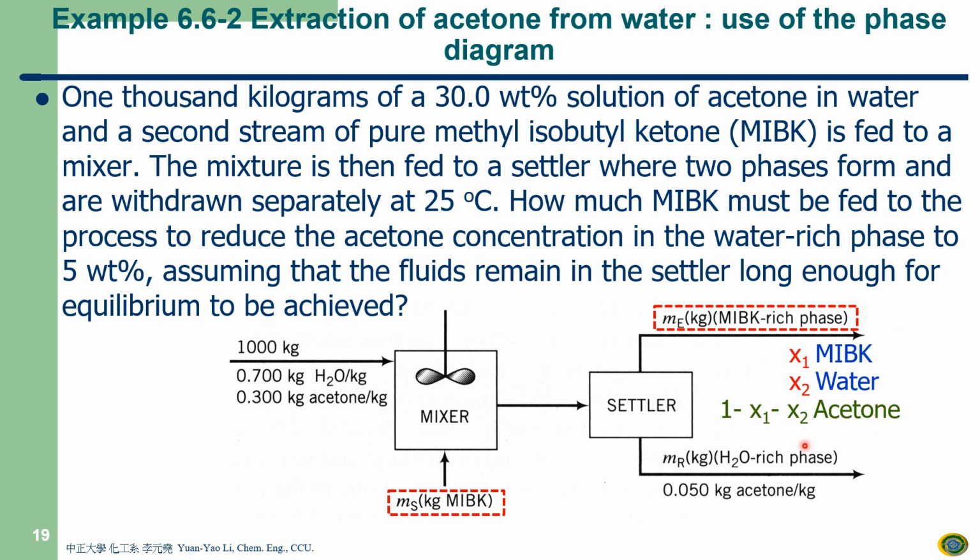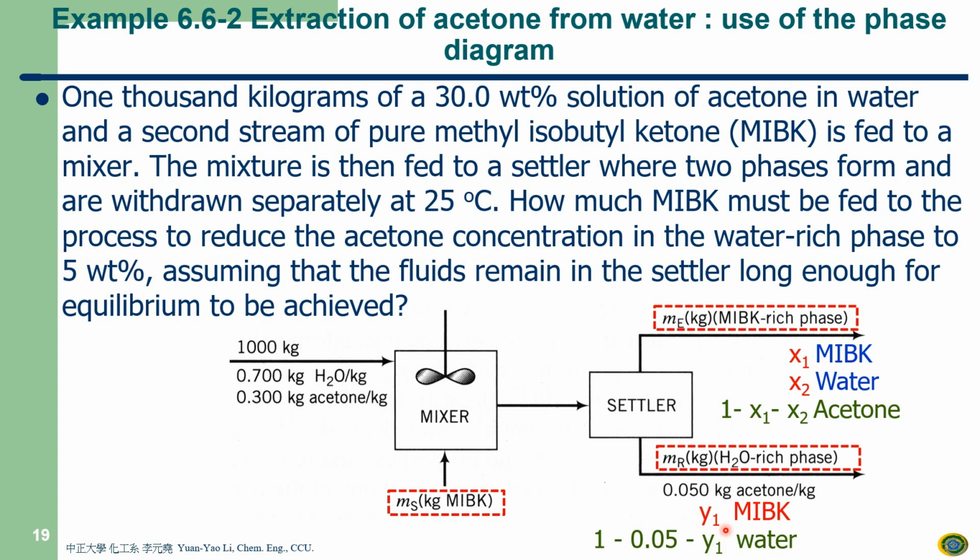Okay, so you completed this stream already. How about this stream? There are two more pieces of information required, right? This one is the mole fraction and the mass fraction of MIBK, which I mark in red, and also the mass fraction of water. I didn't mark it in red because these two unknowns have only one independent, because these three together will be one. So there's only one unknown.